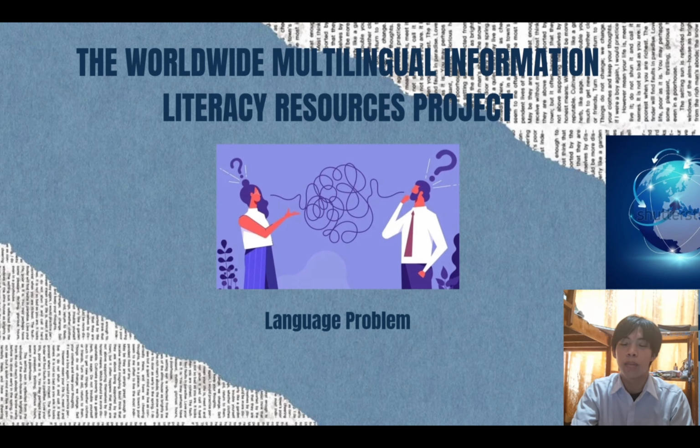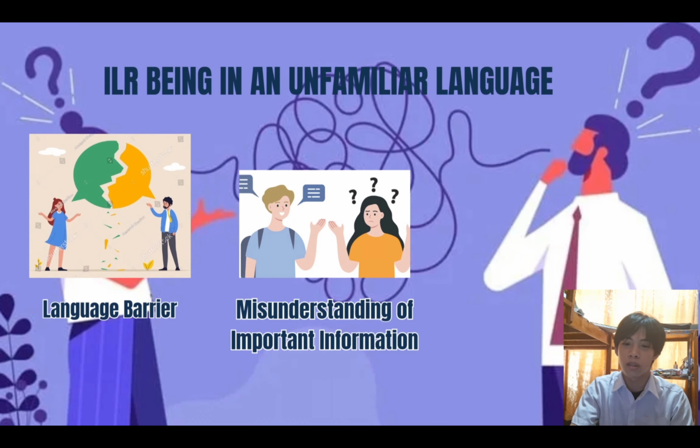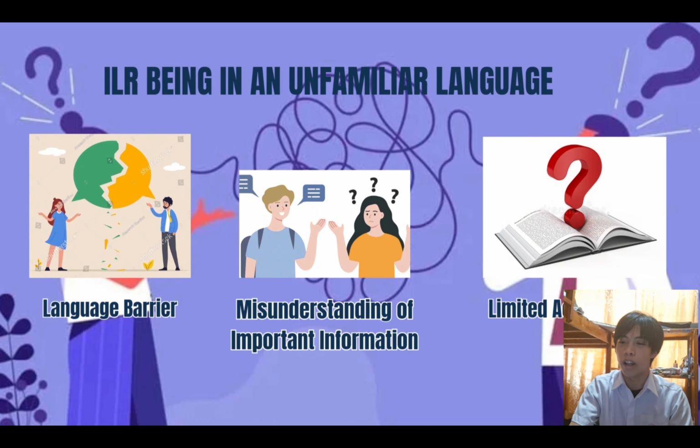The reason why we need to talk about the language problem is because in order to solve a problem, you need to identify a problem. So the first part is all about, well, if the ILR is an unfamiliar language, the first thing you're gonna encounter is language barrier, and the second part is the misunderstanding of important information, and thirdly, limited access to ILR. I'm gonna show you an example to demonstrate what these are, to clearly define it.